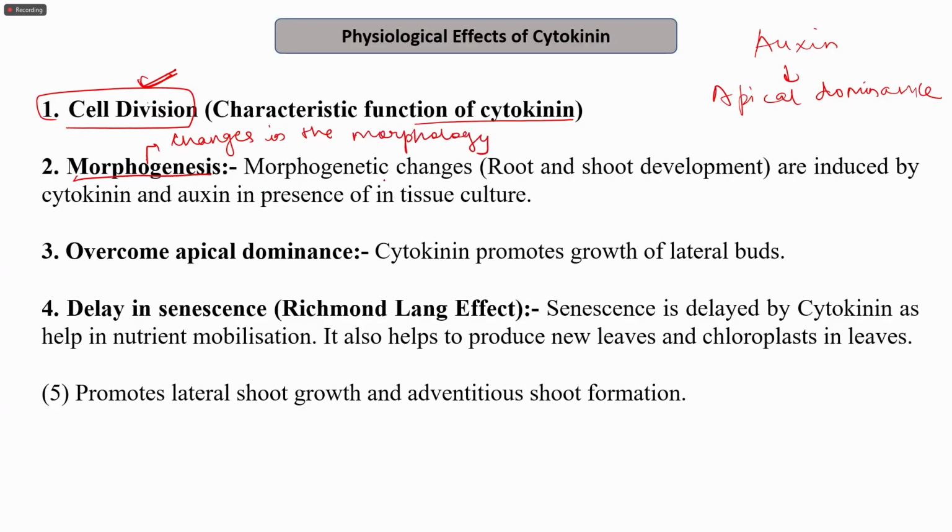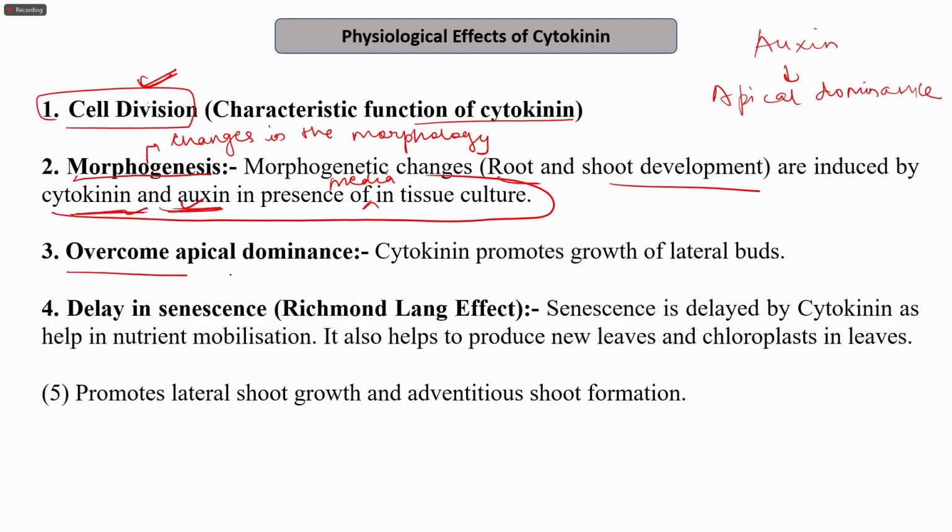So morphogenetic changes, that is root and shoot development, are induced by cytokinin and auxin in the presence of media in tissue culture. Fine. So the root and shoot development is induced by the cytokinins and auxins in the presence of media in tissue culture. Third is overcome apical dominance.